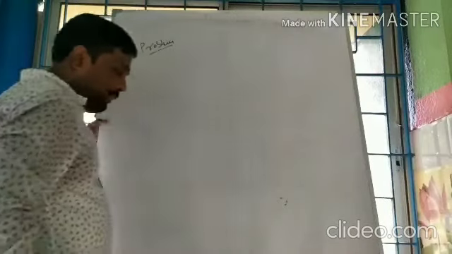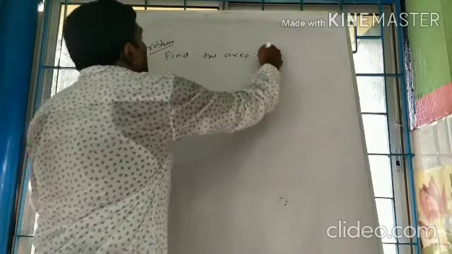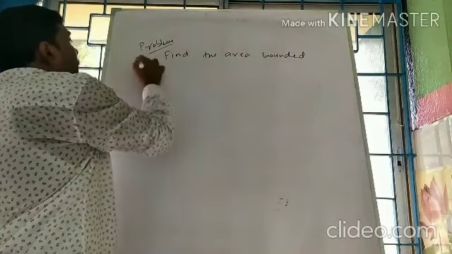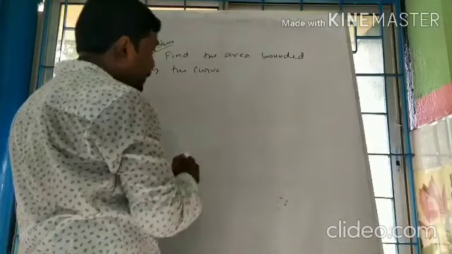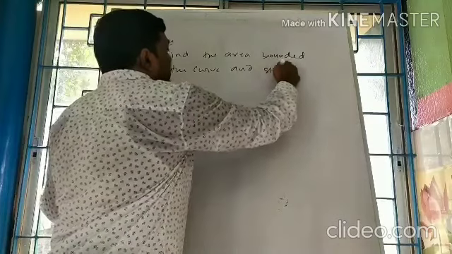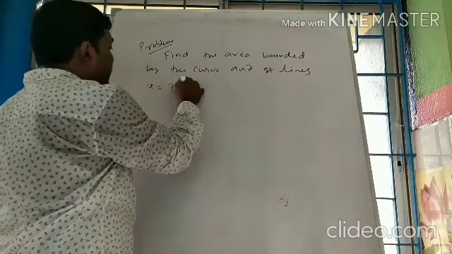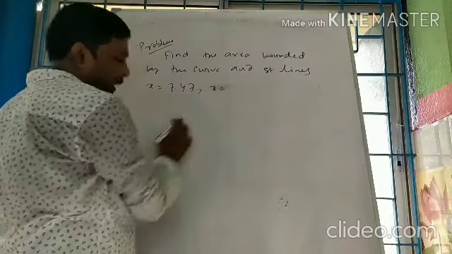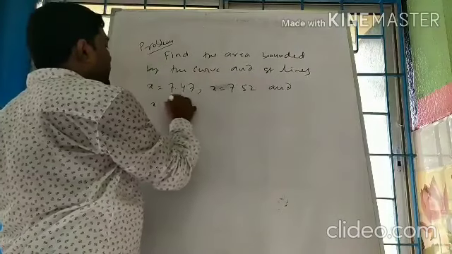Find the area bounded by the curve and the straight lines x equals 7.47 and x equals 7.52, and the x axis.